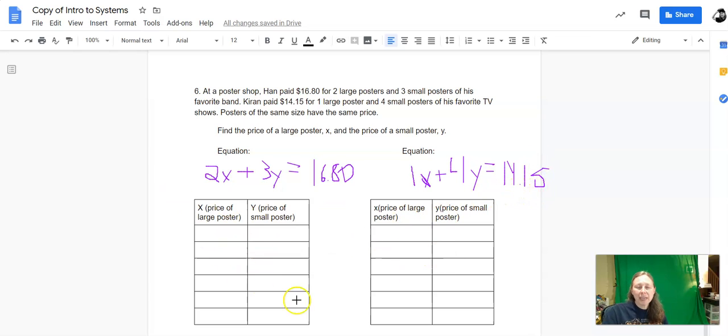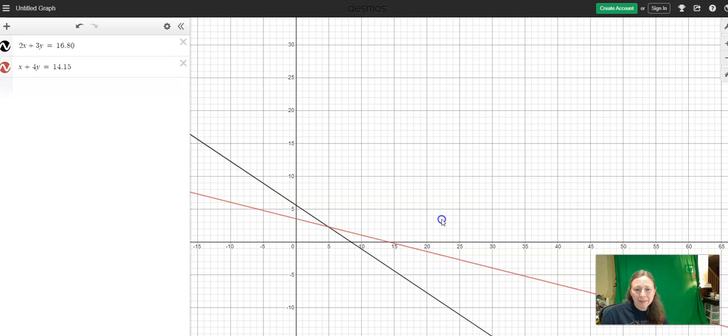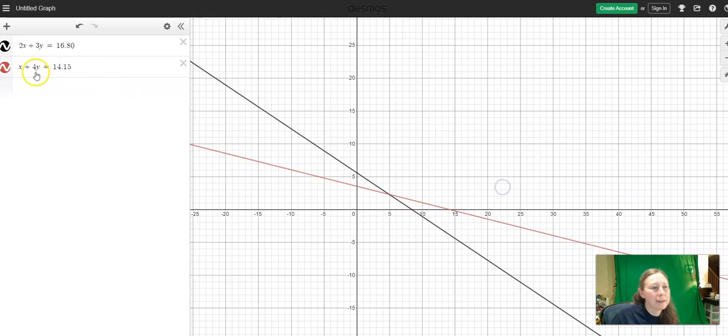You can fill in the table with values that would match for those situations, but at this point, I feel pretty good about just going ahead and graphing it and then seeing how that graph turns out. So let's go on over to the graph. Okay, and here we are at the place that we left off. So the graph of Han's poster buying is the black line, and that's all the possible numbers of posters that would add up to 16.80. And then the red line is Kieran. That's all the possible numbers of posters that would add up to 14.15.